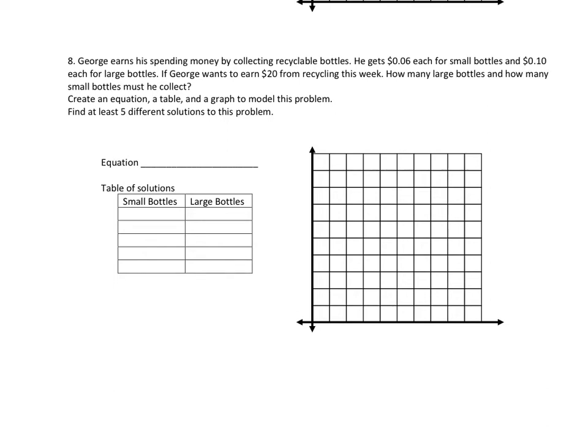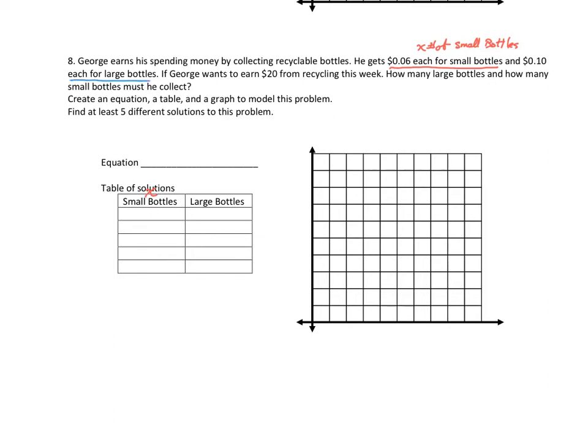All right, so let's take a look. Since X comes before Y, I usually use X for the first unknown. And the first thing we come to is 6 cents for each small bottle. So I'm going to call x the number of small bottles. Lucky for me, my table has the small bottles first, so that's x. And then y is going to be the number of large bottles.